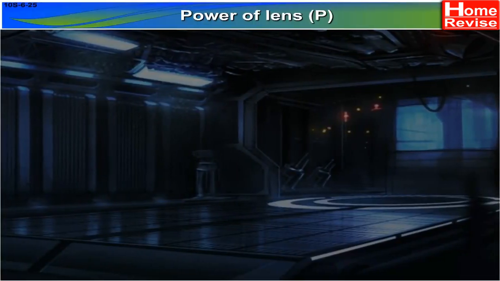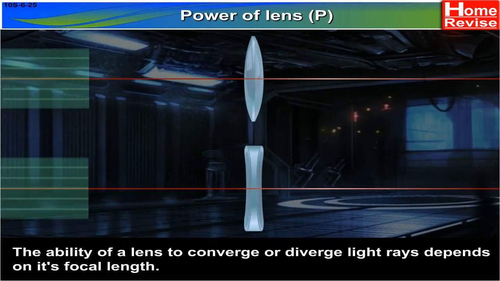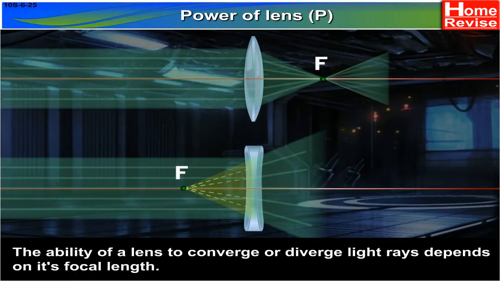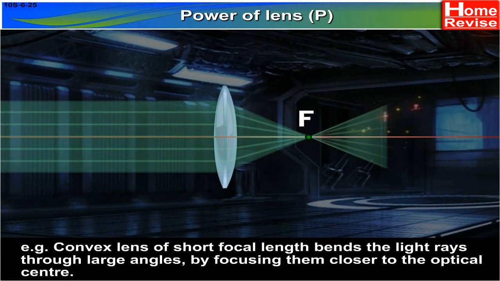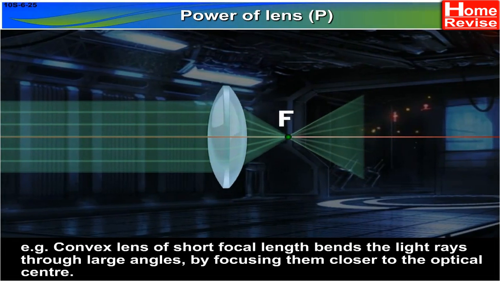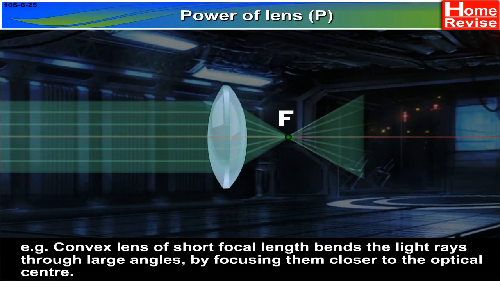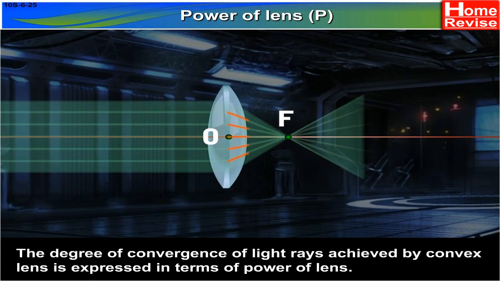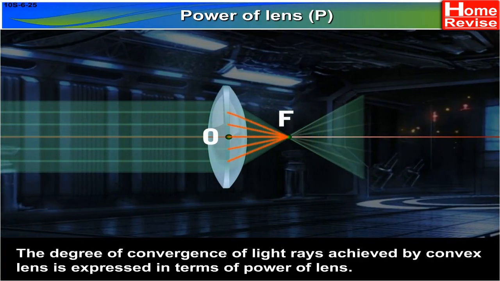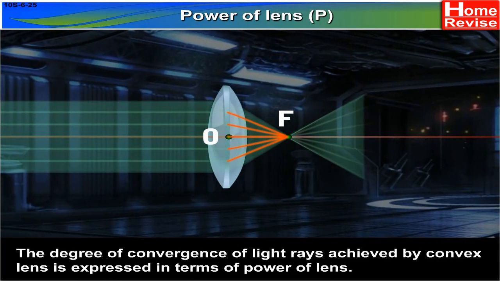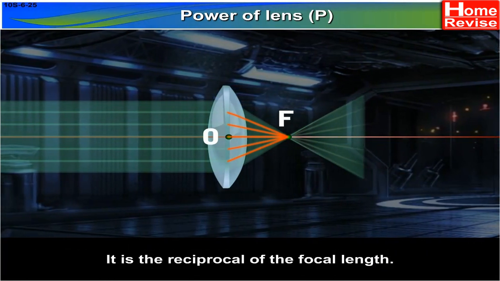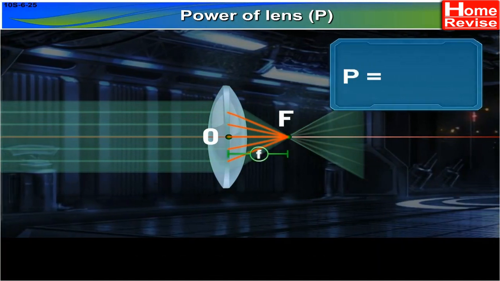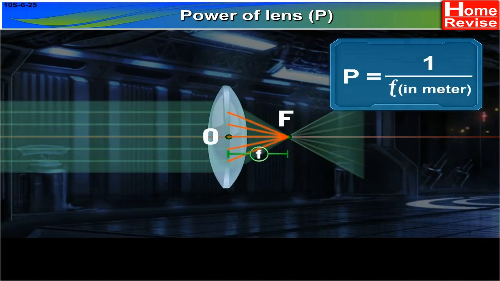Power of lens, P. The ability of a lens to converge or diverge light rays depends on its focal length. For example, a convex lens of short focal length bends the light rays through large angles by focusing them closer to the optical center. The degree of convergence of light rays achieved by a convex lens is expressed in terms of power of lens. It is the reciprocal of the focal length. P is equal to 1 upon f in meters.